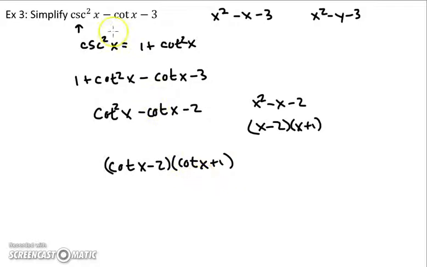So again, we want to get these things in agreement with each other. We want to have either all cotangents or all cosecants. That way, if this thing were set equal to 0, we can set each piece equal to 0 and solve.